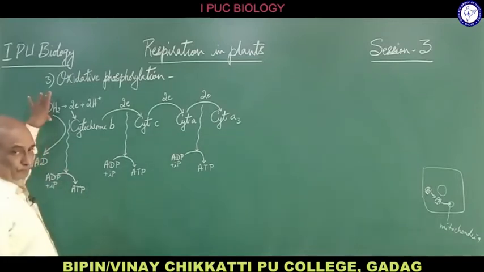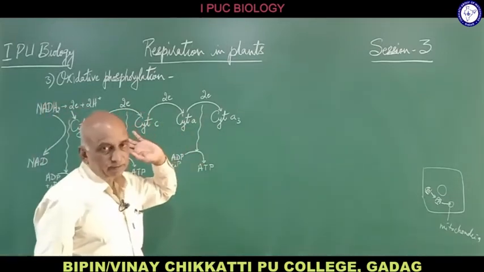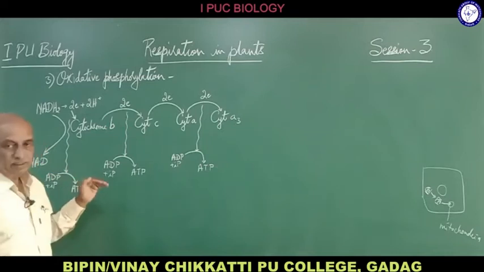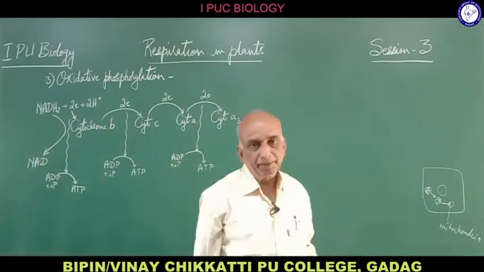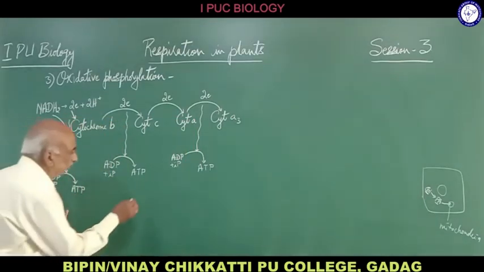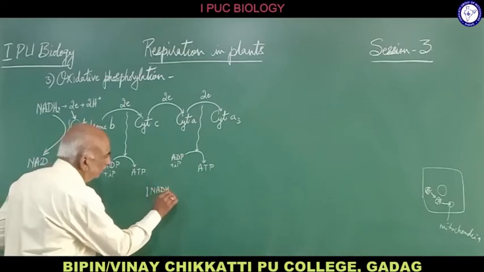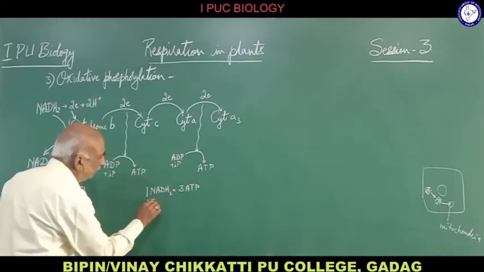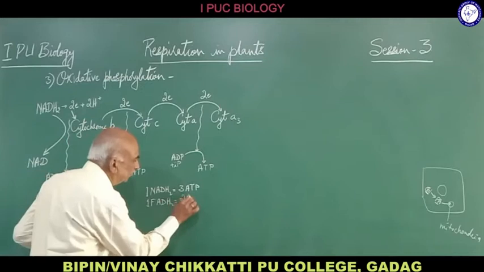So one NADH2, by oxidation, the electrons pass through the sequential series of electron carriers. During the movement, they release energy at different steps, and this energy is accepted by ADP to form ATP. So one molecule of NADH2 will produce three ATP. Similarly, when one FADH2 undergoes oxidation, it produces 2 ATP.